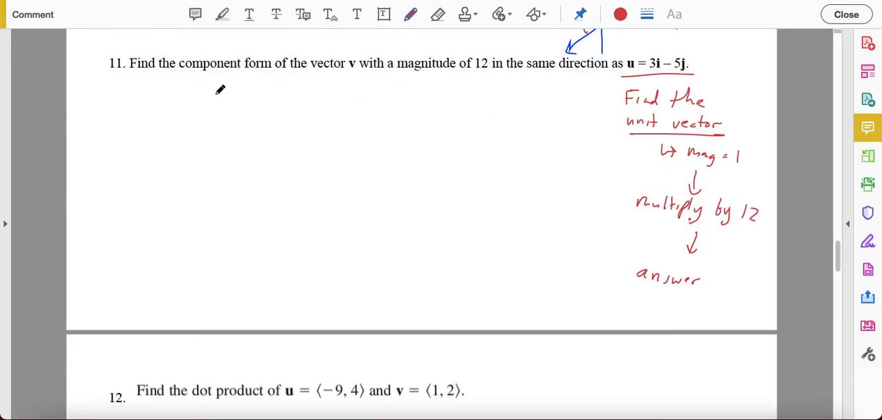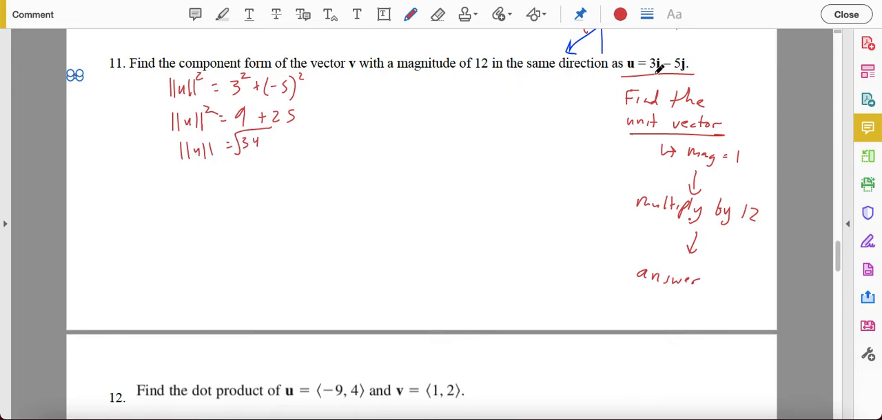All right, so unit vector. Remember, for the unit vector we take our vector and divide it by its magnitude. So we look at the magnitude of vector u. Magnitude squared equals 3 squared plus negative 5 squared. Remember, this is always positive numbers. So the magnitude of u squared equals 9 plus 25, that's 34. Then I square root it to get the square root of 34. It's a distance, so it's always positive. That is the magnitude of u.